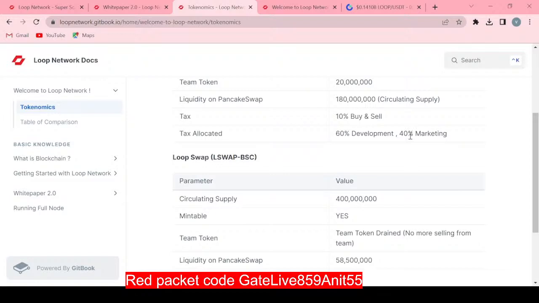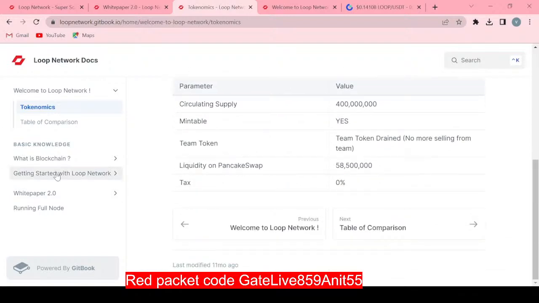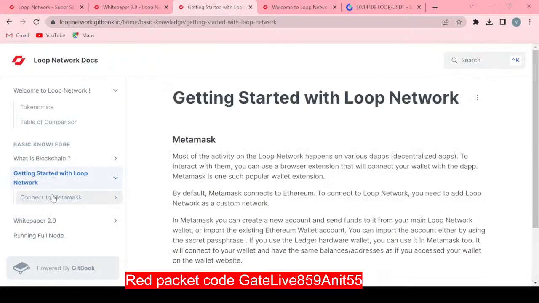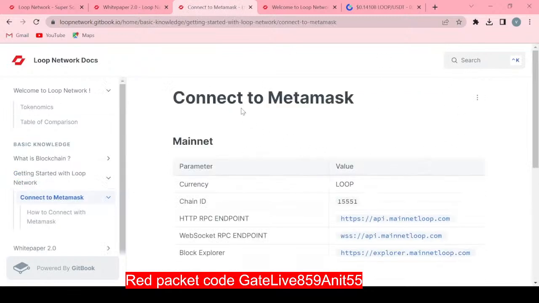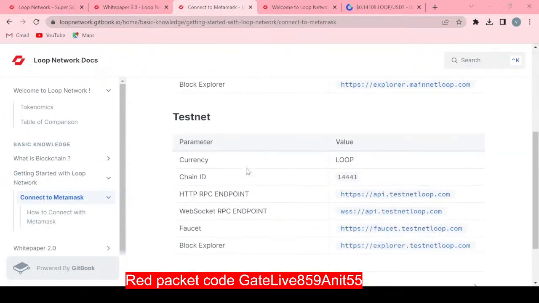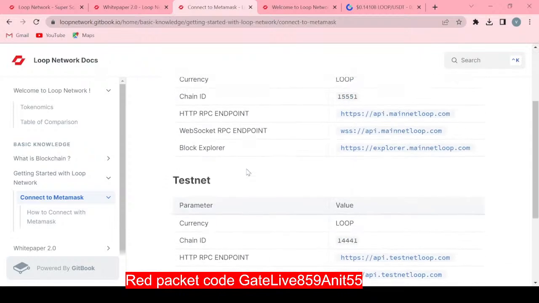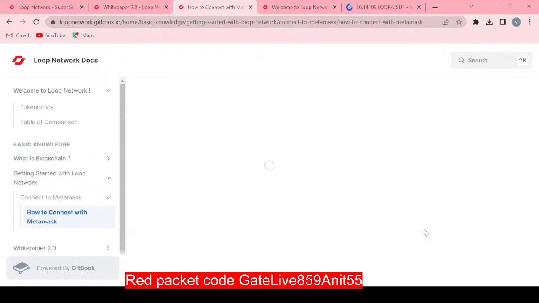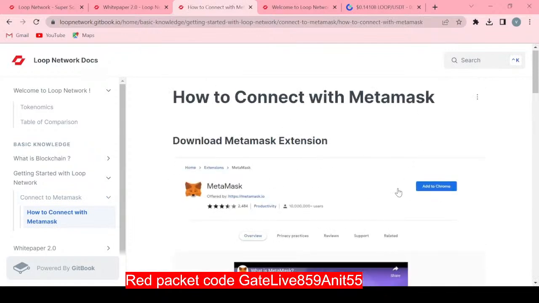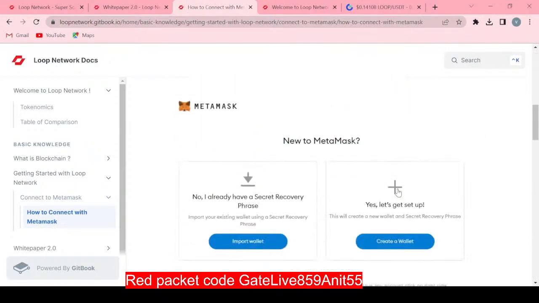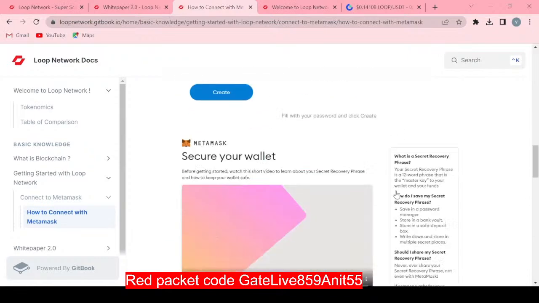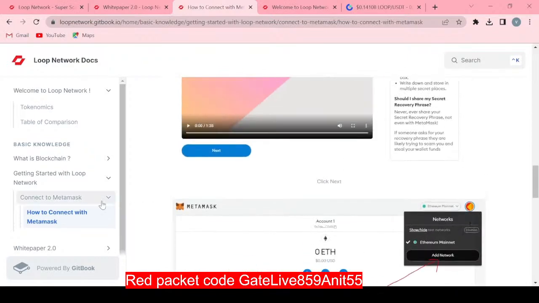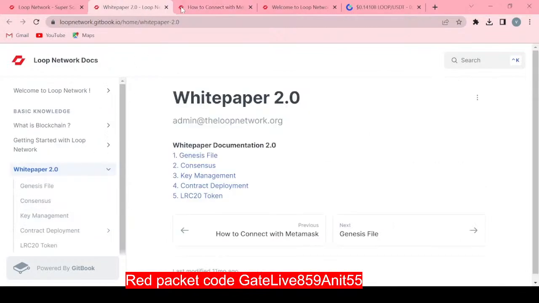Okay, so now we can get started with connecting our MetaMask. Let's see how to connect our MetaMask. We already downloaded it, so we have the MetaMask and the resources included in it. Just accept the request in your MetaMask, and you can easily connect your MetaMask wallet to the loop network.